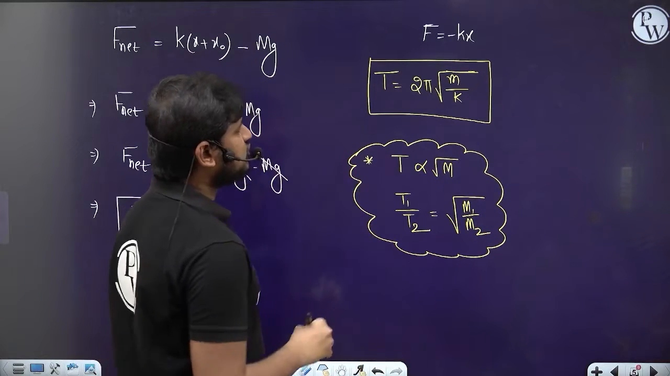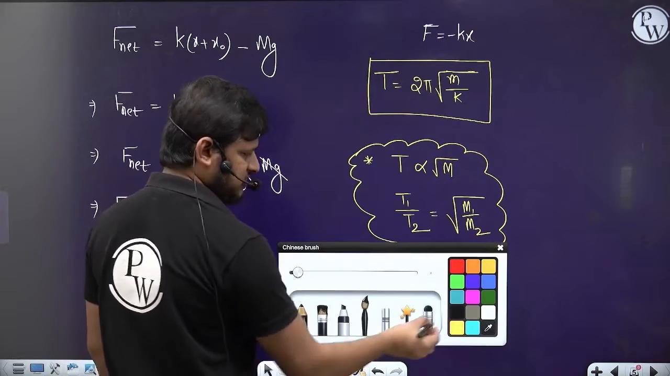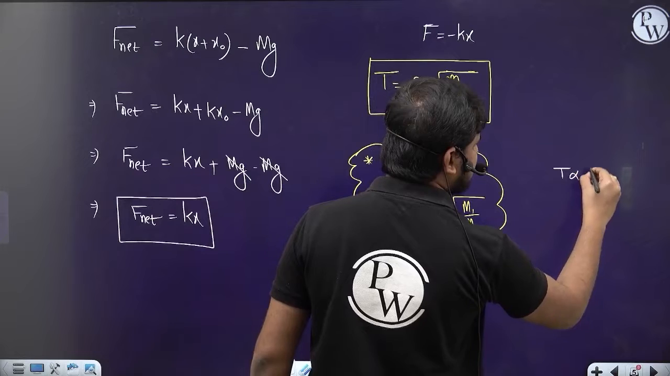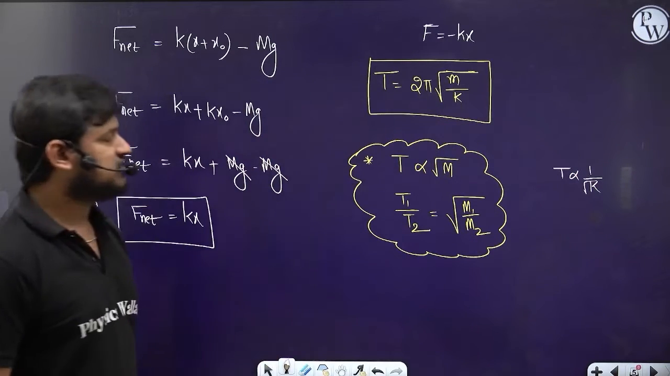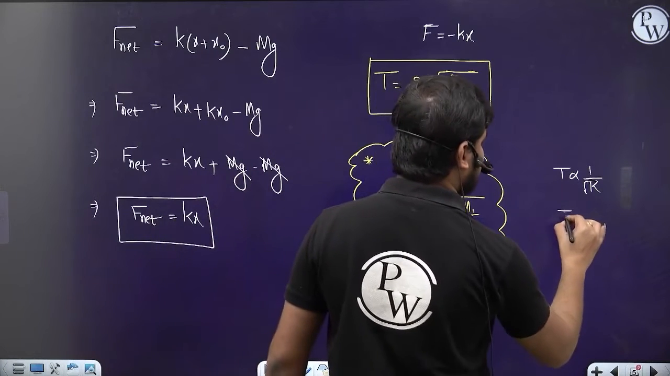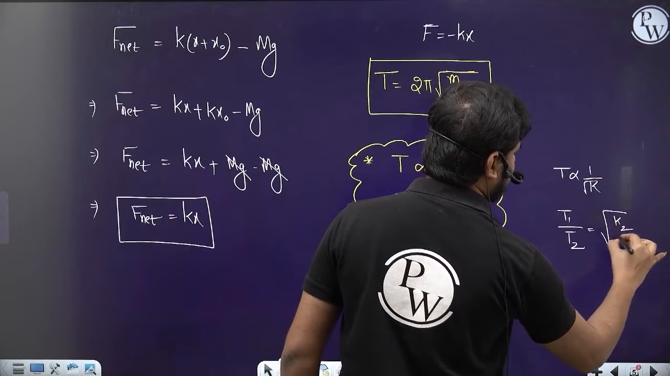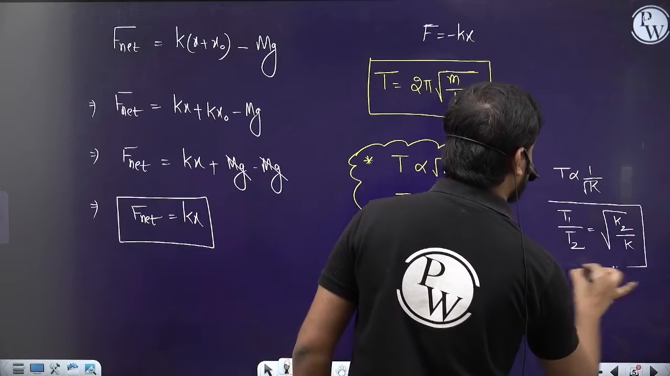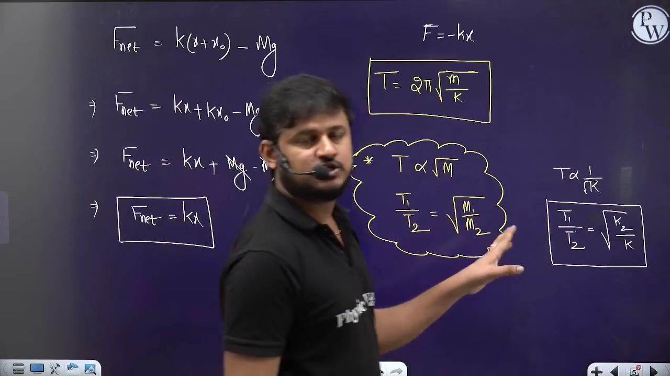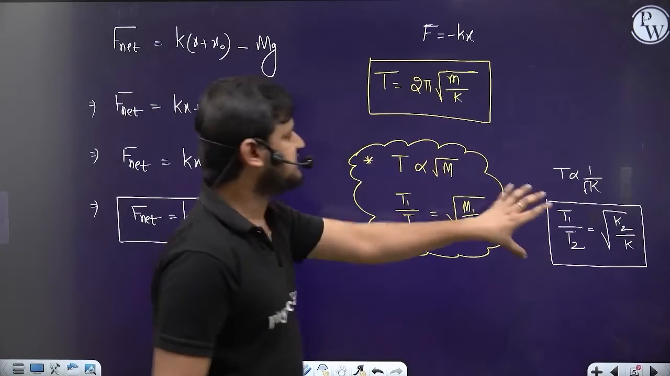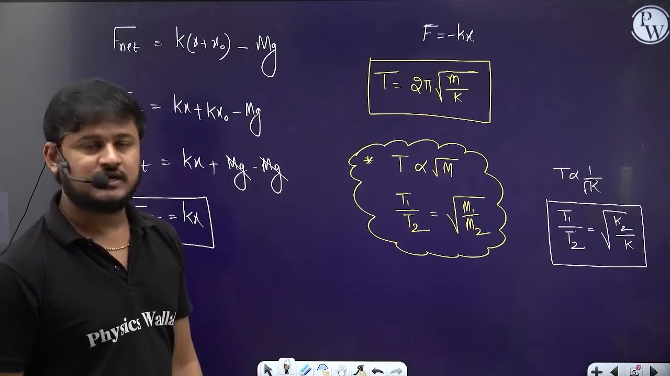The next one: the time period is inversely proportional to root k, not just k. So I can write T1 by T2 is equal to root over k2 by k1. This is also an important point for numericals, especially to solve the questions. You should understand these tricks. The final formula you already know, but question solving is important.